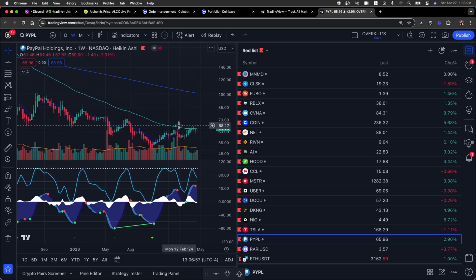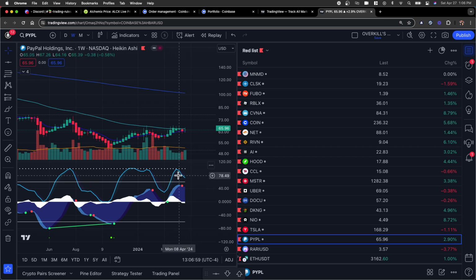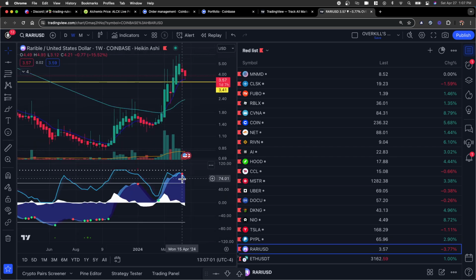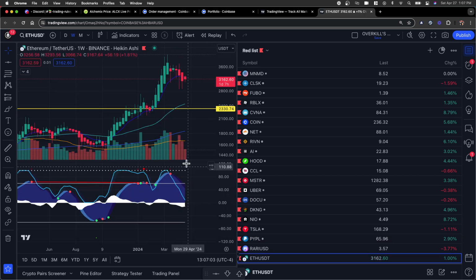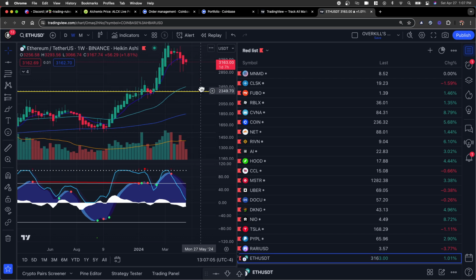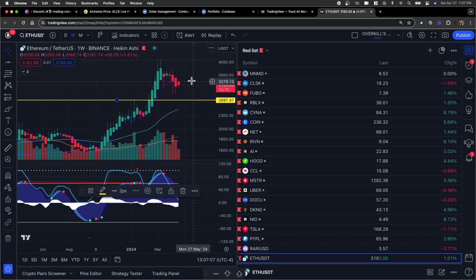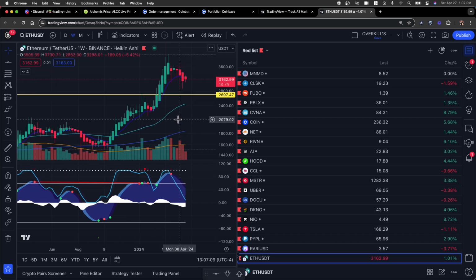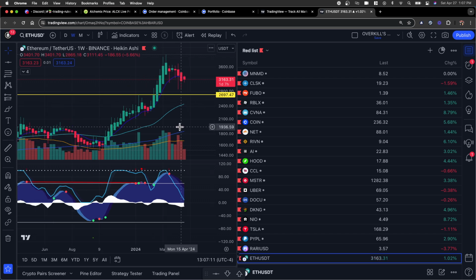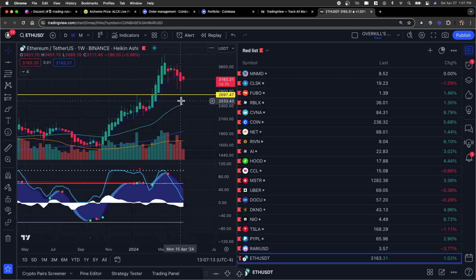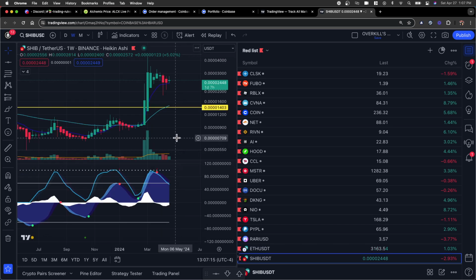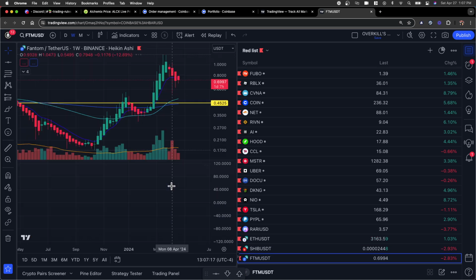PayPal getting a nice doji candle here, but again, the stochastic is just too far up there for my liking. Stochastic too high there. Ethereum's finally getting back down there. Golly. Level to watch on Ethereum's going to be 31. But that trend looks pretty damn strong there. Shiba, again, too high up there on the stochastic.